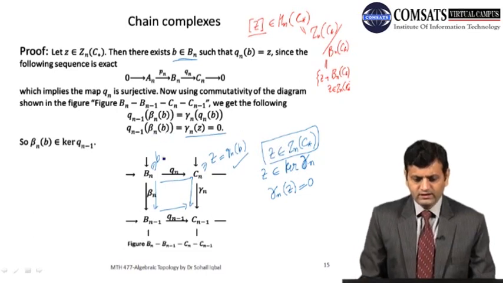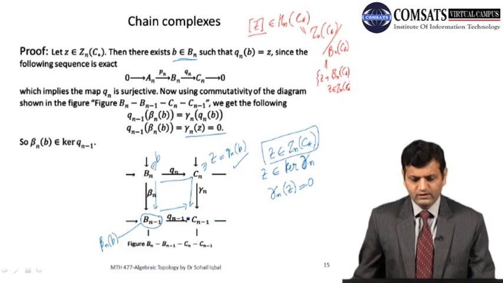So βn of b is an element of Bn minus 1, and when I apply Qn minus 1 on this, it goes to 0. So it belongs to the kernel of this.